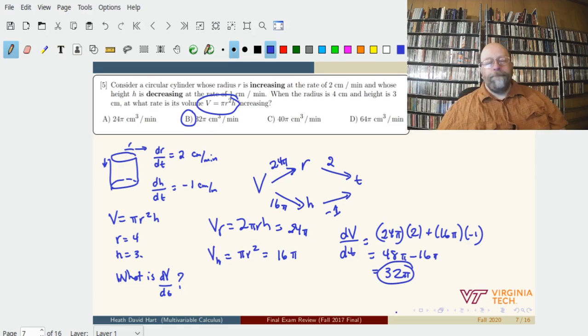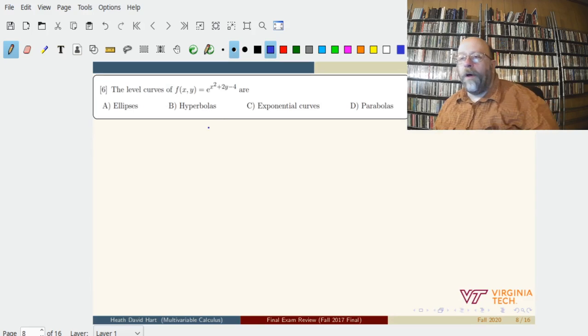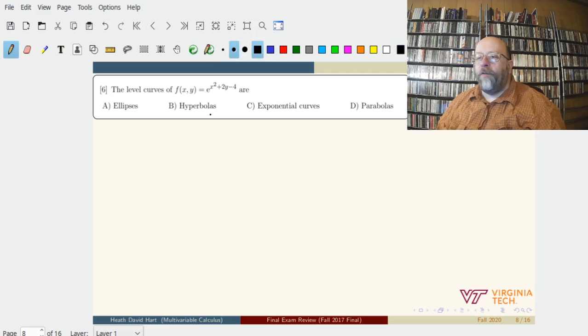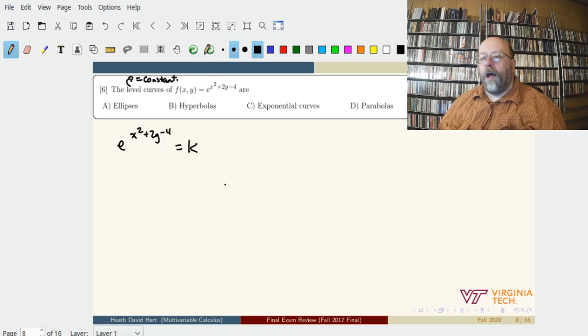Okay? Let's move on. What do the level curves of this shape look like? So the level curves are where the function is equal to a constant. So what we're looking at is e to the x squared plus 2y minus 4 is equal to a constant. I use k for constant here. Well, this is the same thing as saying that x squared plus 2y minus 4 is the natural log of a constant. But the natural log of a constant is still a constant.